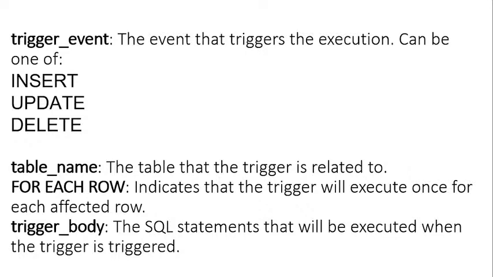Okay, so these ones are self-explanatory. Trigger events: the event that triggers the execution. We have talked about it. There are 3: insert, update, delete. Only these 3 statements out of the 4 statements work with trigger. That's what we call trigger event. Then the table name is what you give it. For each row is a statement that commands each of the rows that is affected by the code.